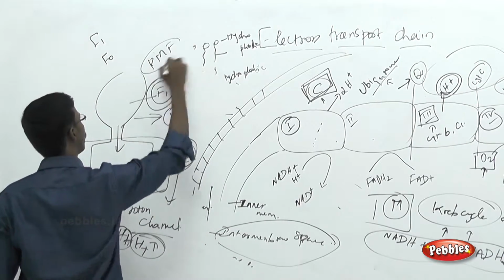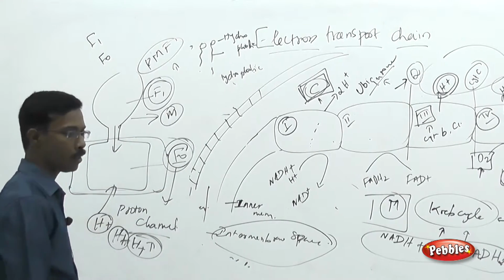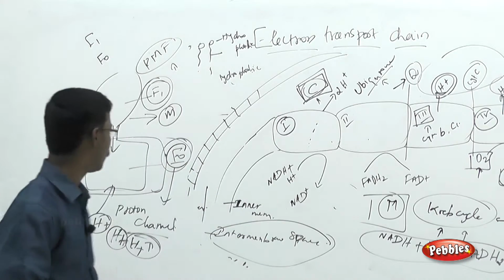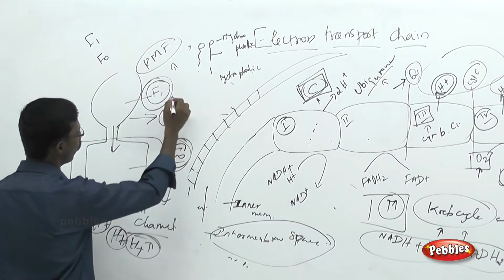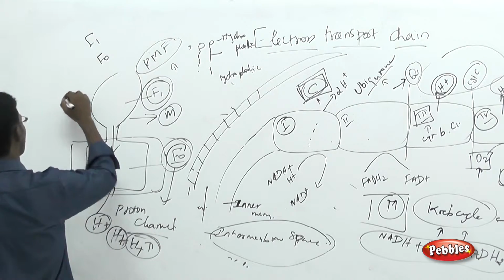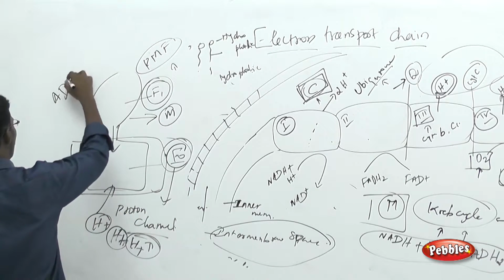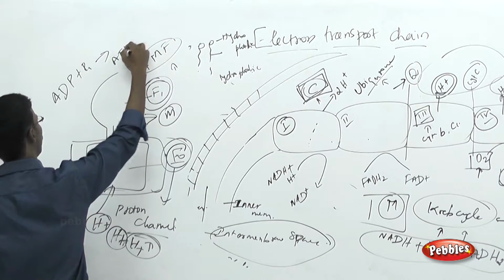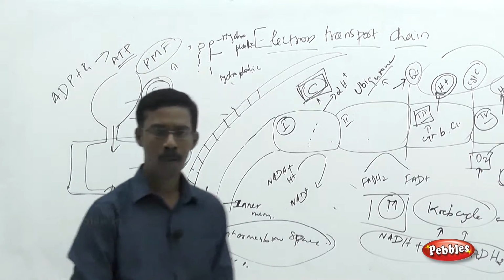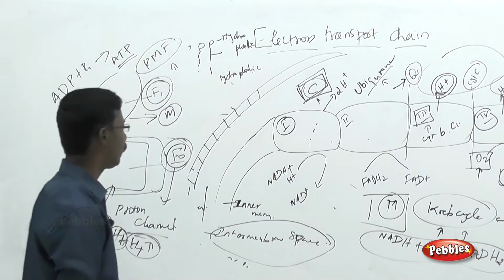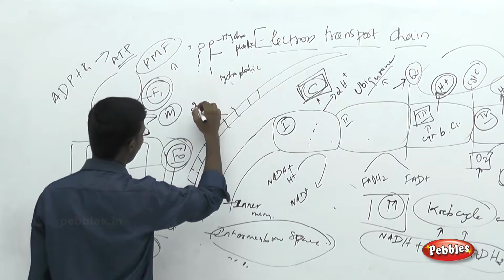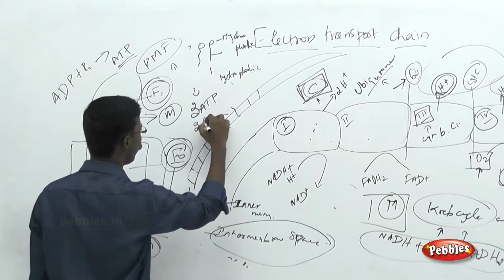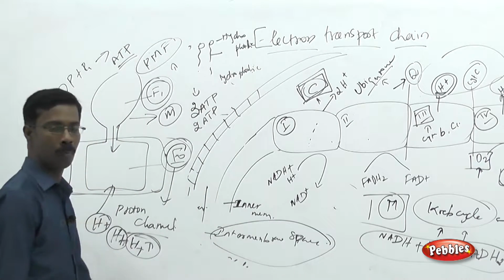Proton motive force. By entering through F0, they create some force by means of movement. They create the energy, and that energy will be utilized for the synthesis of ATP molecules, as I told you, from inorganic phosphate and ADP. The point you have to remember: for each and every NADH molecule, 3 ATP molecules will be produced. For each and every FADH2 molecule, 2 ATP molecules will be produced.